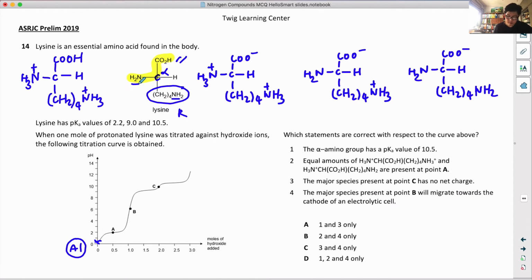Let's run through. Maybe I'm just going to draw everything nicely again. This first one, I'm going to call it A1. It is completely protonated.